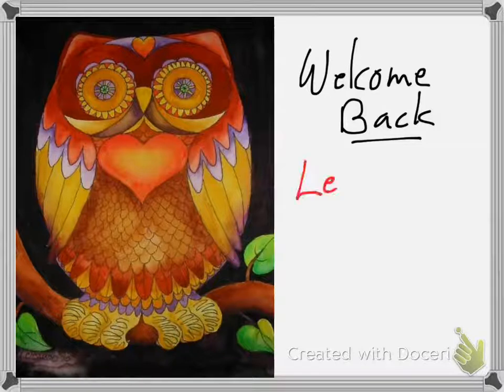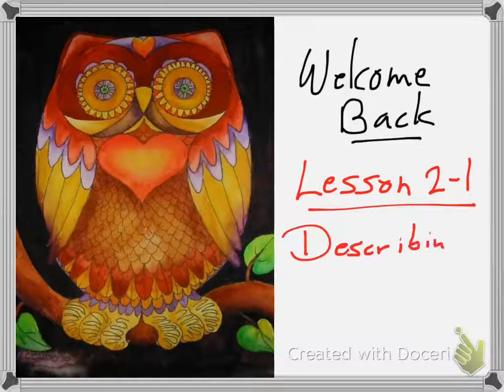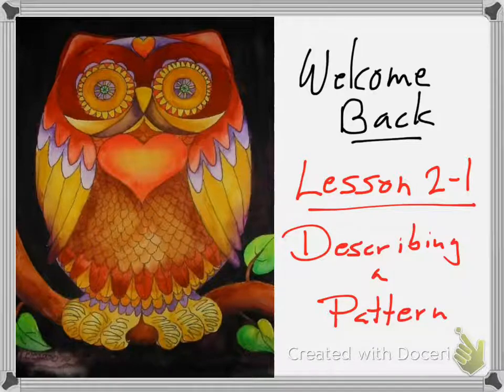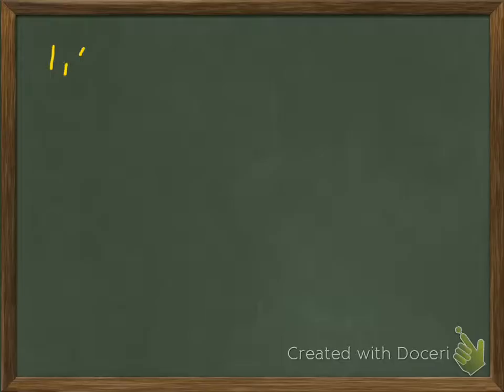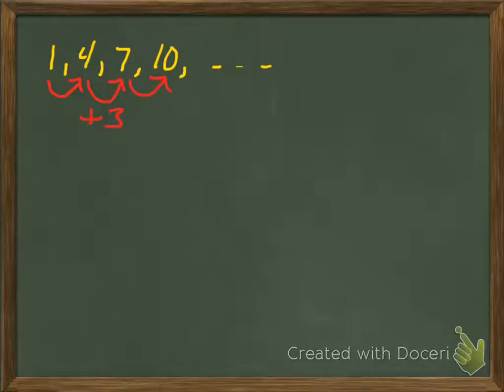So today we're going to be talking about lesson 2.1, and in lesson 2.1 we're going to be talking about describing a pattern. So let's take a look at what we're talking about. Suppose I give you a pattern like 1, 4, 7, 10, and then dot, dot, dot. What we want to do on a pattern like this is look at it and identify what's going on. Now sometimes it's pretty easy, sometimes it's a little harder. We can show work by looking at how we get from one term to the next, and I think if you look at this one closely, you'll notice that in each of these we're going to keep adding 3.